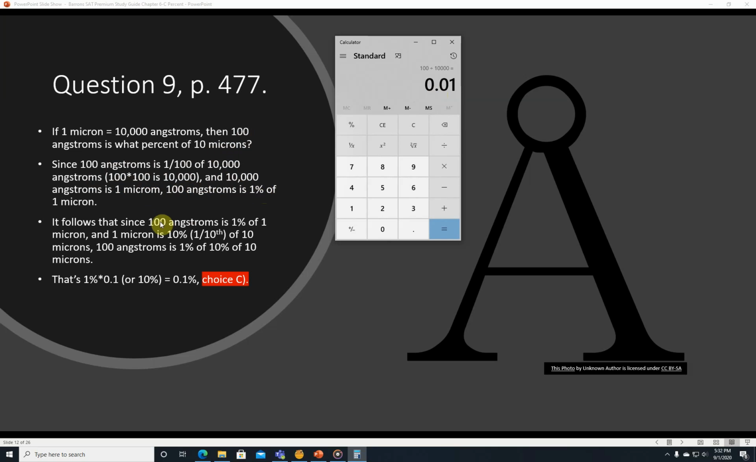So it follows that since 100 angstroms is 1% of 1 micron, and 1 micron would obviously be 1/10 or 10% of 10 microns, we're just going to divide by 10. And we get 0.001. So that's 1% times 0.1, or 10%, equals 0.1%. And we haven't multiplied by 100 to get the percentage yet, and sure enough, we get 0.1% when we figure out the percentage, which is choice C.